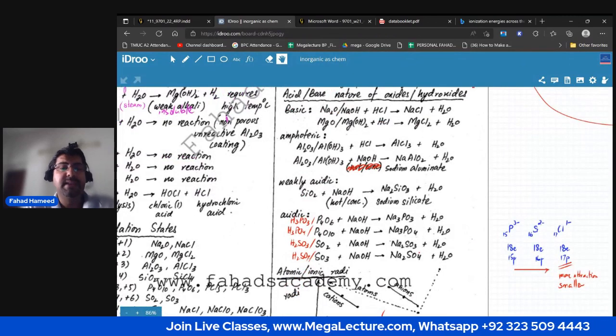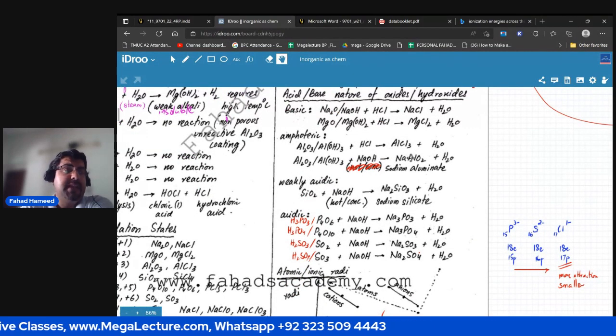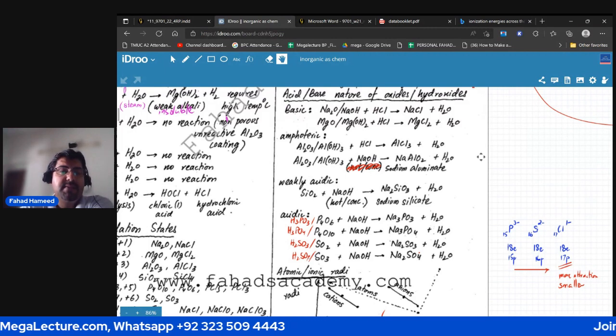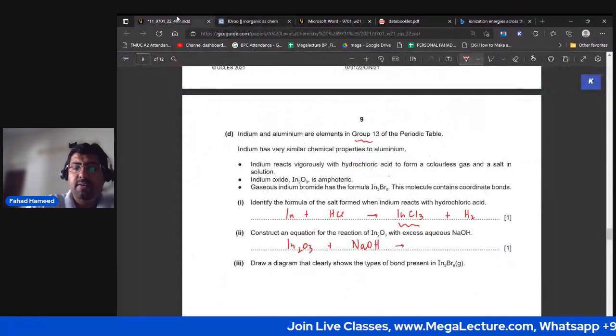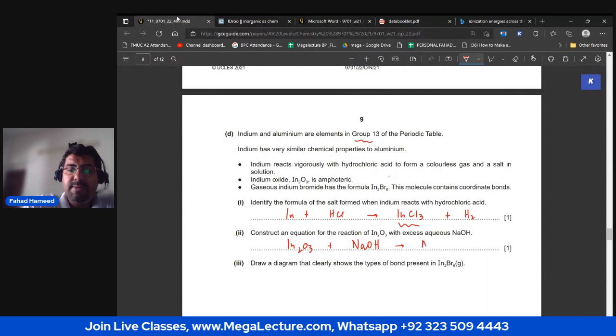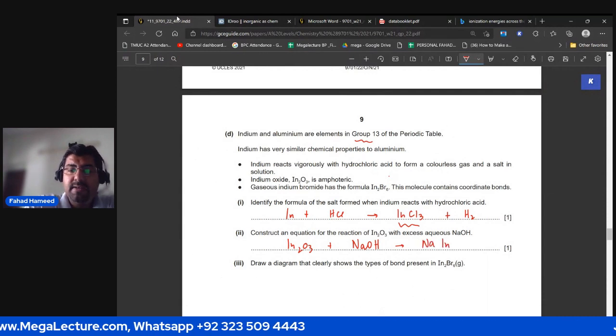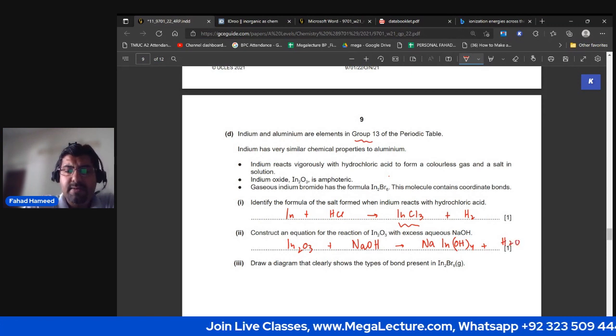The reactions of aluminium are also quoted over here, which you have to memorize. If Al2O3 reacts with NaOH, it's going to form NaAlO2 plus H2O, or NaAl(OH)4 as well. A lot of equations for this reaction are acceptable. So it's going to form NaAl, instead of Al I'm going to write In, (OH)4 plus H2O. And all we need to do is balance this.